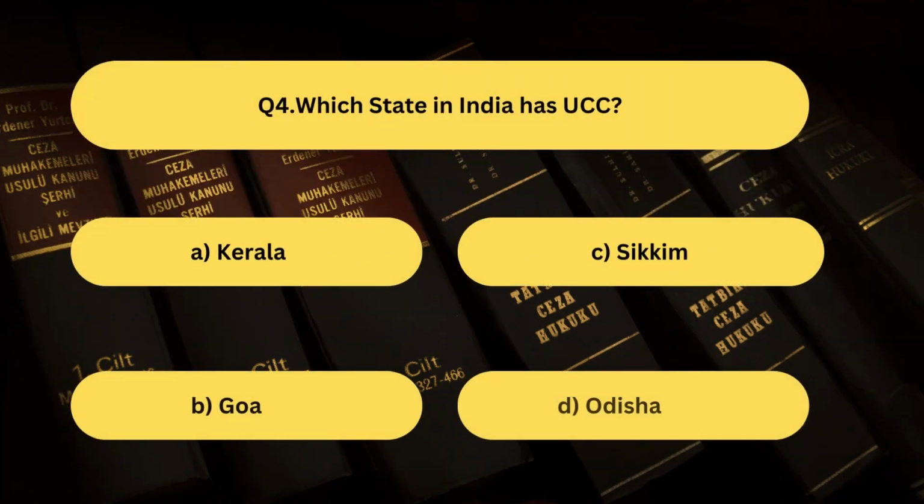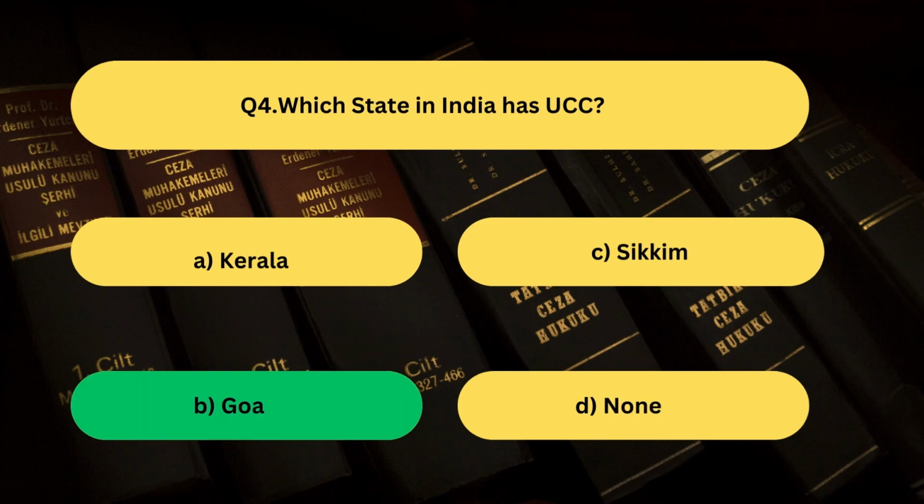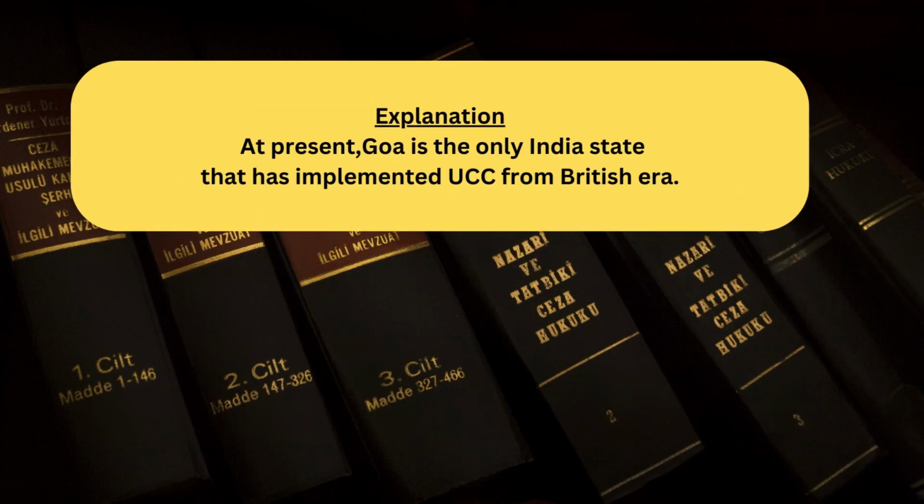Which state in India has UCC? Answer B. Goa. At present, Goa is the only Indian state that has implemented UCC from the British era.